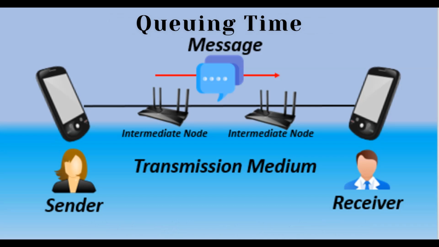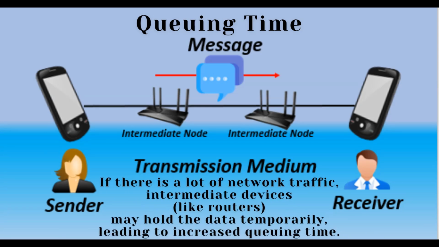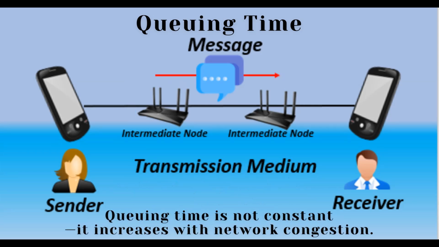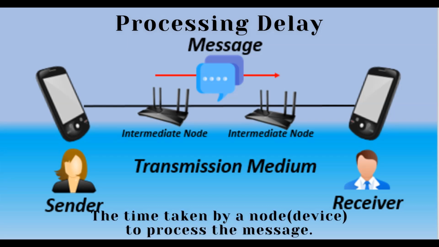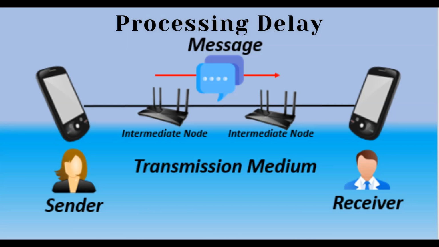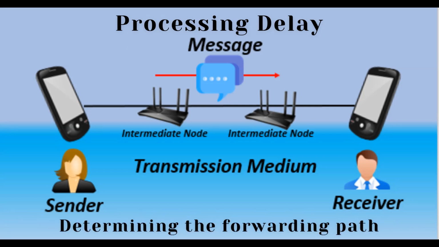Queuing time. Queuing time is the time a message spends waiting in queues at intermediate or end devices before being processed or transmitted. There is a lot of network traffic. Intermediate devices, like routers, may hold the data temporarily, leading to increased queuing time. Queuing time is not constant, it increases with network congestion. Processing delay. Processing delay refers to the time taken by a node, device, to process the message. This includes operations such as error checking, examining the packet header, and determining the forwarding path.